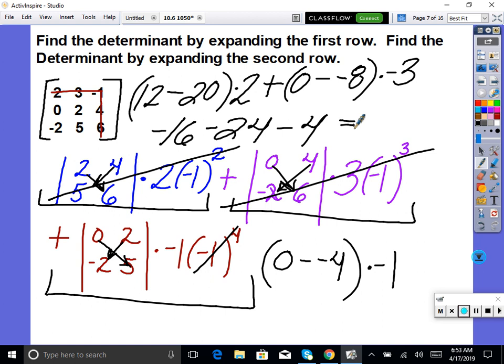Negative 16 minus 24 minus 4, isn't it negative 44, I believe? So that's your determinant, negative 44. So the determinant wasn't 0, correct? So there is an inverse of this matrix. All right, it's just that same idea over and over again, basically. Let's do another one. It gets easier as we see it over and over again.